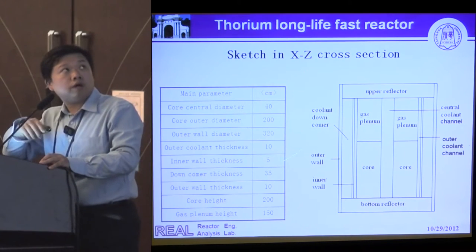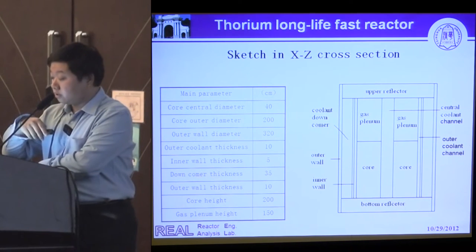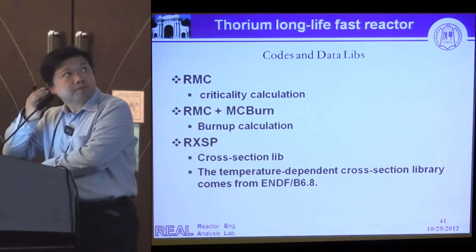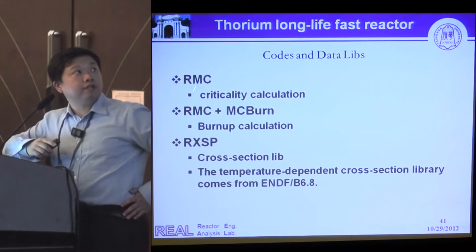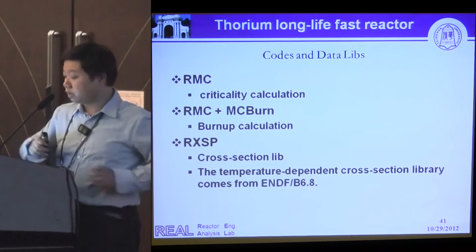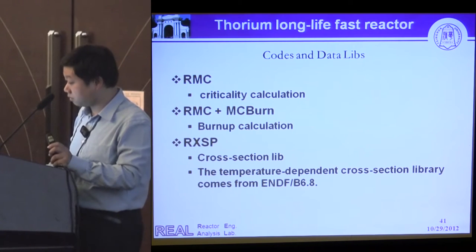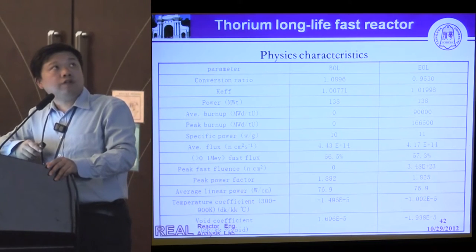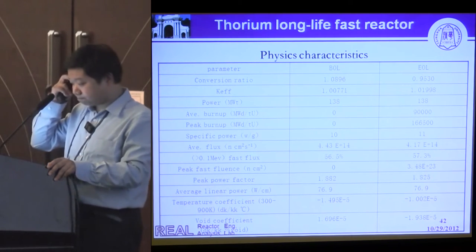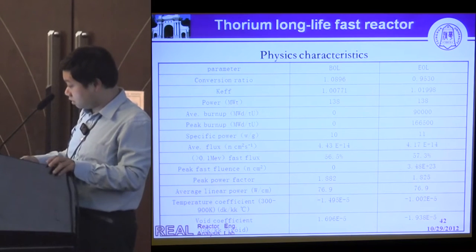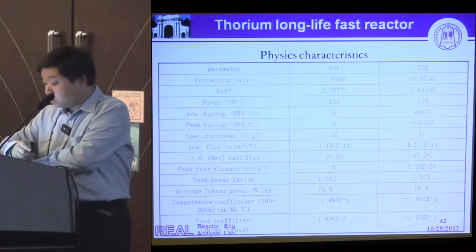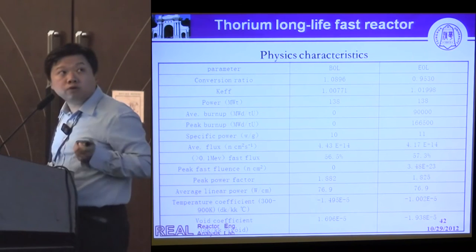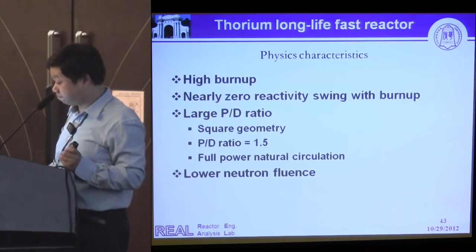This figure shows our design cross section, and this table shows the parameters. We use the RMC and XP, these two codes, to perform the calculation. This table shows the result, the physics characteristics. I will give the detailed discussion of the table later.